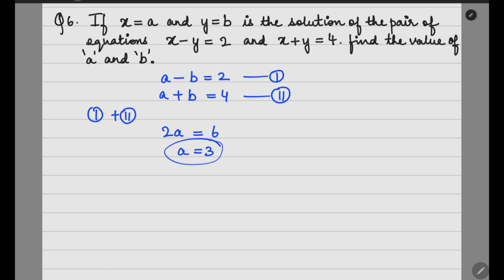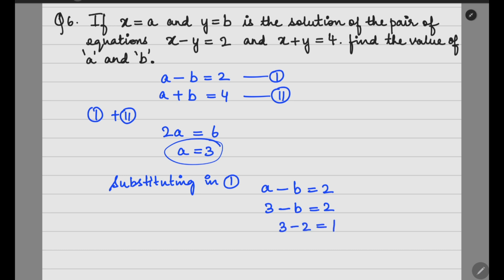And you can substitute in any one of the equations, say 1. So what do you get? Your equation 1 is a minus b equal to 2. a is 3, so 3 minus b equal to 2. So 3 minus 2 equal to b, b equal to 1. Therefore, a is equal to 3 and b is equal to 1. These are the two values that you have to find.